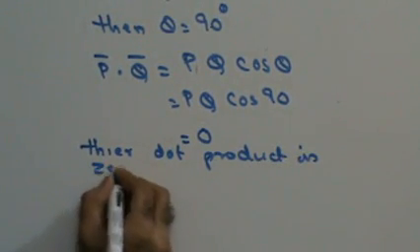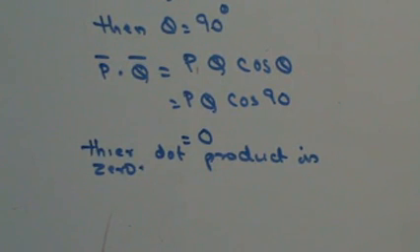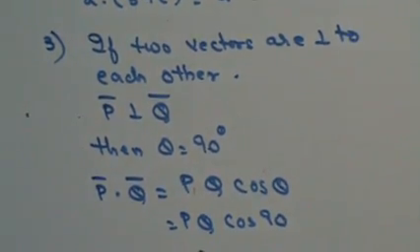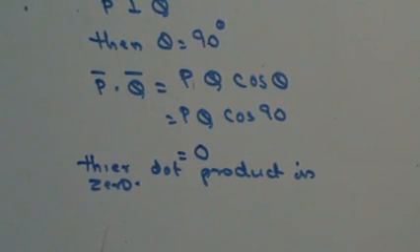That's the next property. If two vectors are perpendicular to each other, their dot product is 0. And I've shown you why the dot product is 0. Because dot product is AB cos theta. Theta is 90, cos of 90 is 0. Hence the dot product is 0. Anything multiplied by 0 is 0.